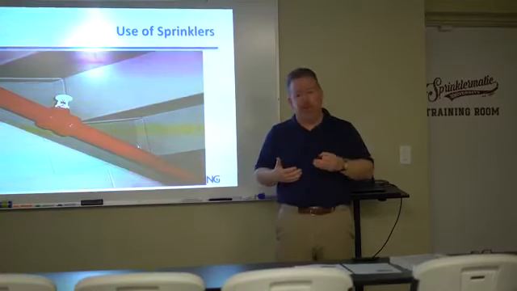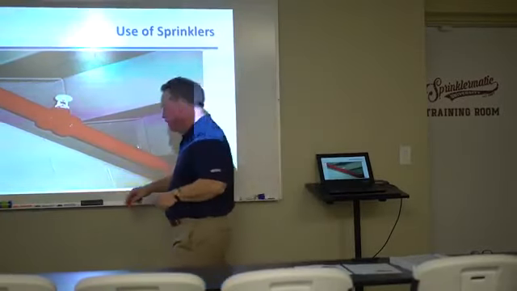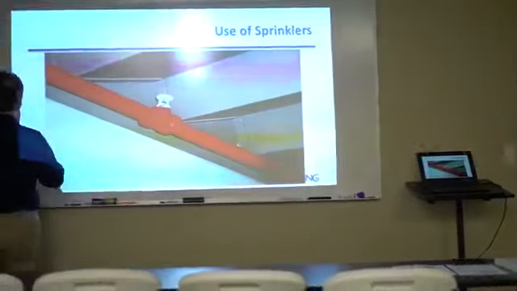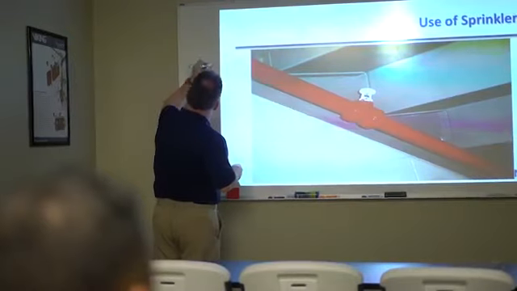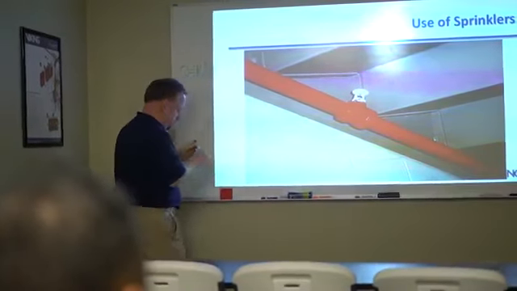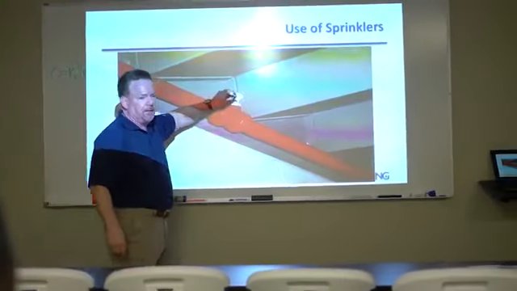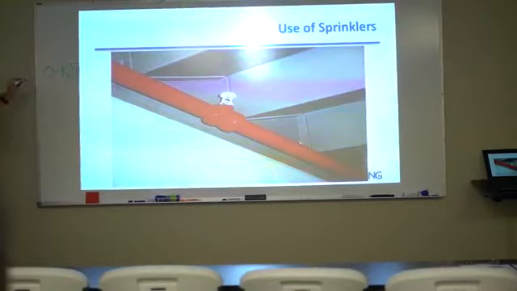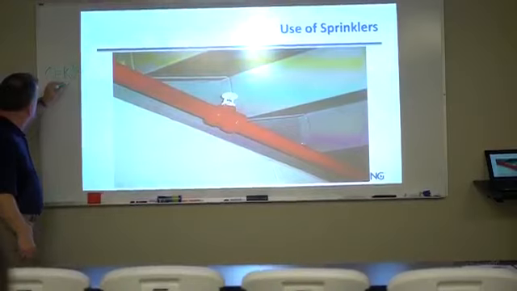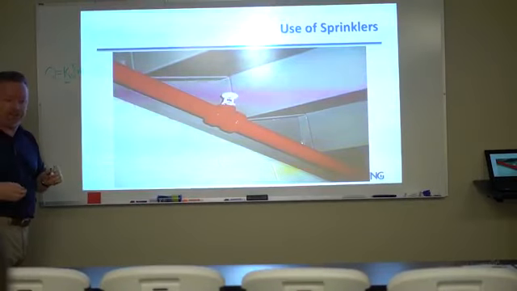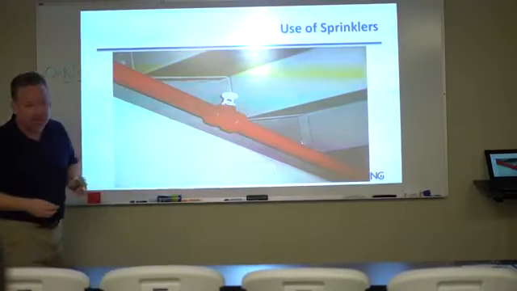Basically, Q, which is flow, the quantity of water, equals K times the square root of P. So if I were to just leave this here, K times the square root of P, what this means is that the amount of water that's going to come out of this sprinkler is directly related to, and mathematically related to, the K factor, we'll talk about K factors in a minute, times the square root of the pressure of the water coming out of that sprinkler.